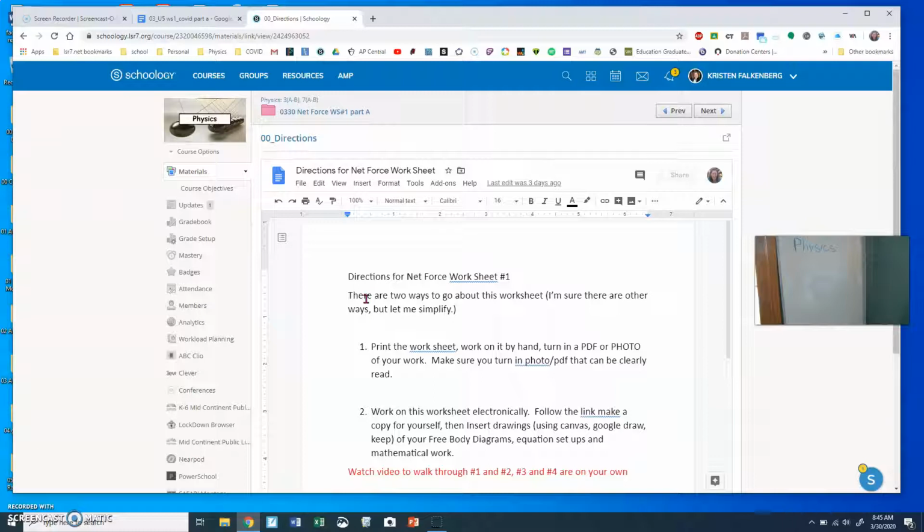Part 2 is work on it electronically. Follow the link, right? So let's go back to the link. And then use Canvas or Draw or Keep, whatever that little note thing is, the bottom corner of your Chromebook. Create the free body diagram or do the mathematical work with setting up equations and just show your work and insert that picture into the diagram.